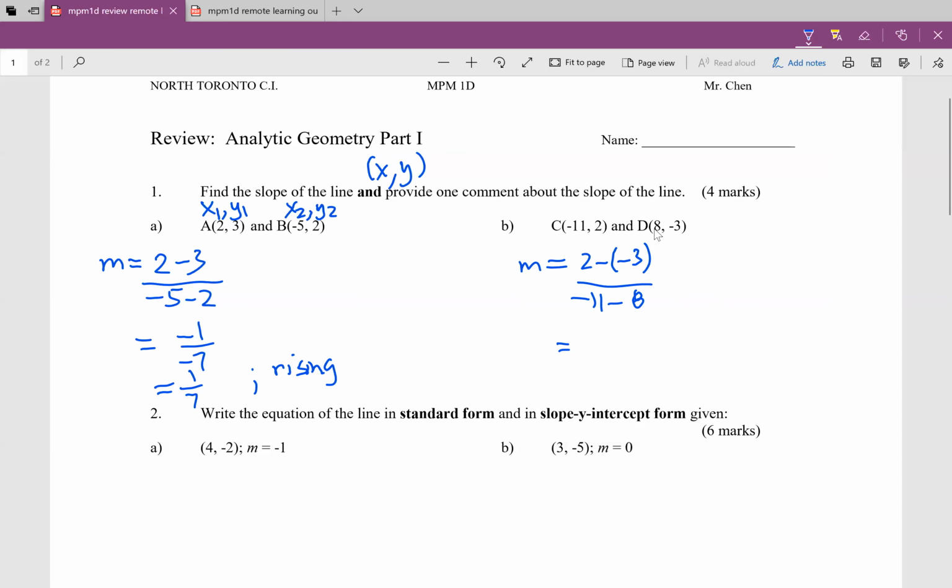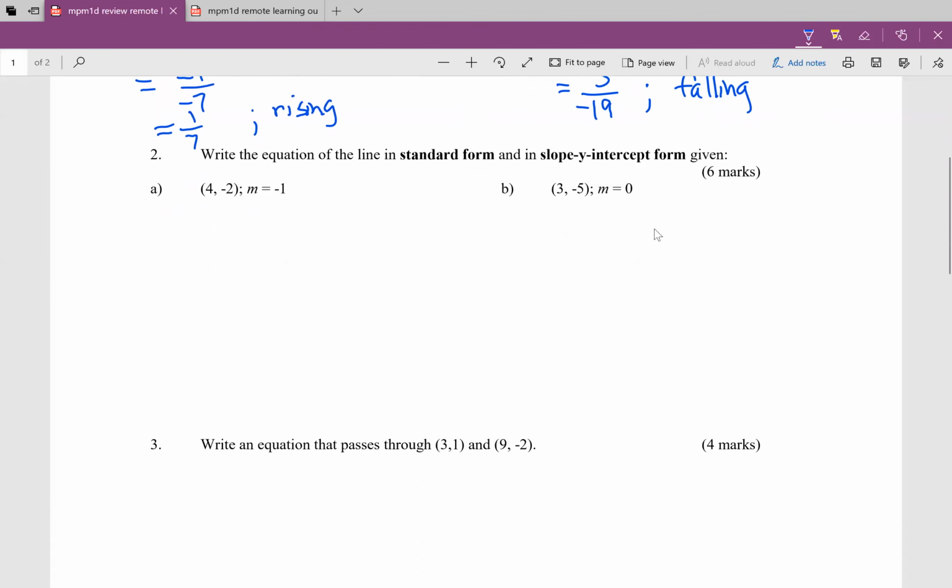And what do we get? 2 minus -3 is 5. -11 minus 8 is -19. This slope of the line is a negative line, so we can actually deduce that this line is going to be a falling line, as it has a negative slope.